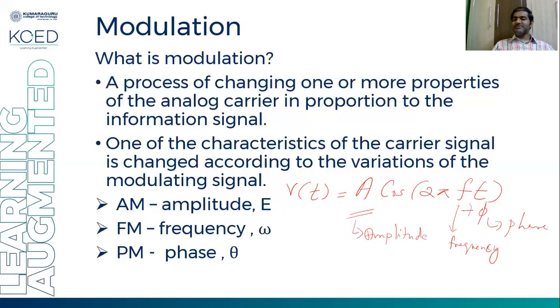So analog modulation is classified into amplitude modulation and angle modulation. Frequency modulation and phase modulation are combinedly called as angle modulation. So there are 2 types of continuous wave modulation. One is called amplitude modulation, and the other one is called angle modulation. Angle modulation is further subdivided into frequency modulation and phase modulation. So that is what modulation is.